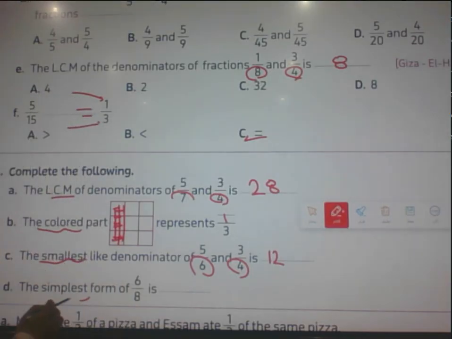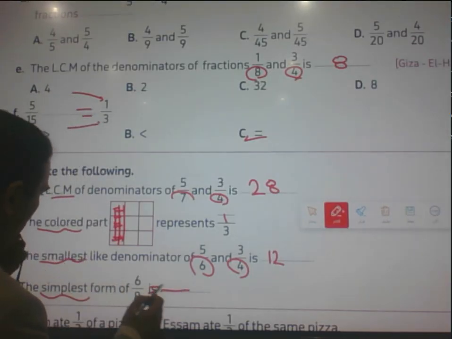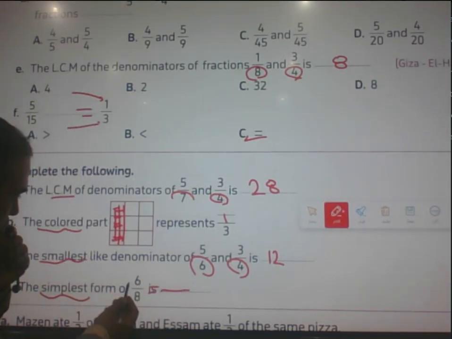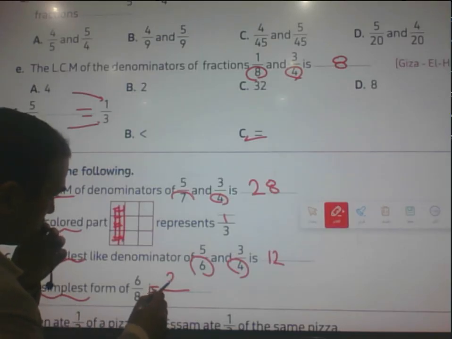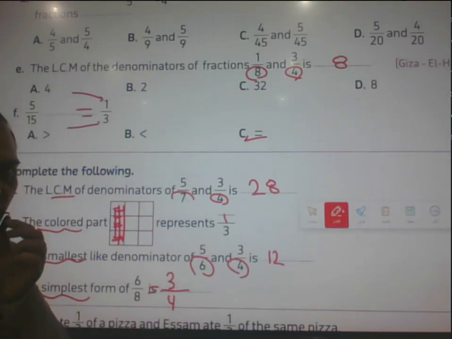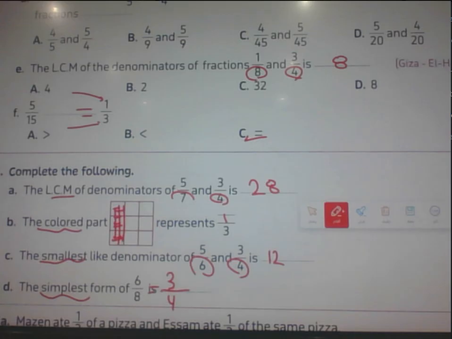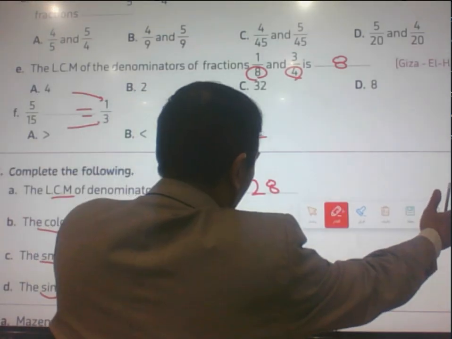Next question. The simplest form of 6 over 8: we can divide up and down by the highest common factor between the two numbers. 6 and 8 can be divided by 2. Then 6 divided by 2 equals 3 and 8 divided by 2 equals 4. Then the answer will be 3 over 4 in the simplest form. Next question down here.